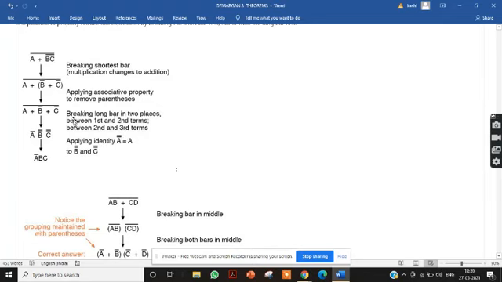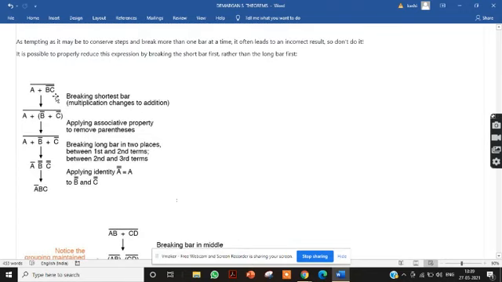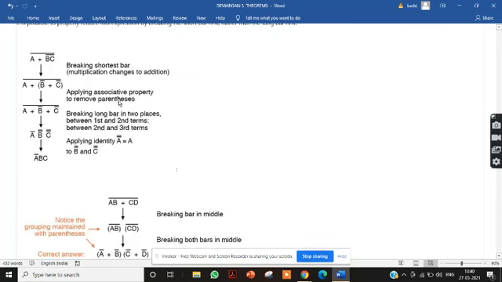So what are we doing? First we are breaking the shortest bar and using the associative property. Then we are breaking the longest bar. This is the way we are doing it. This also gives the right answer.